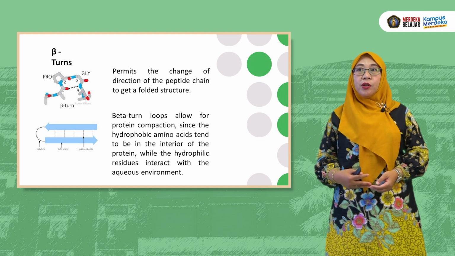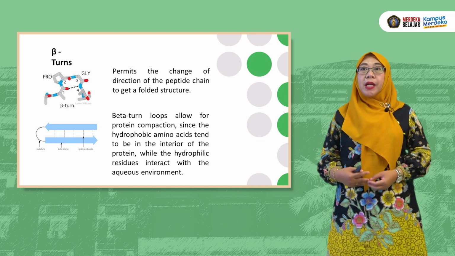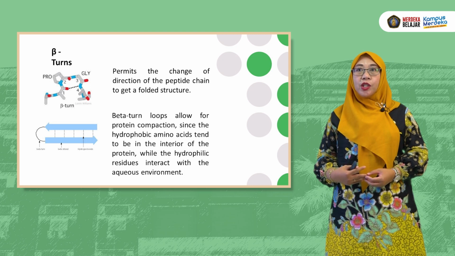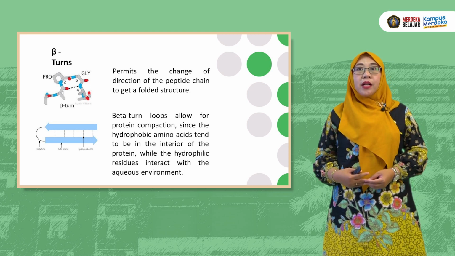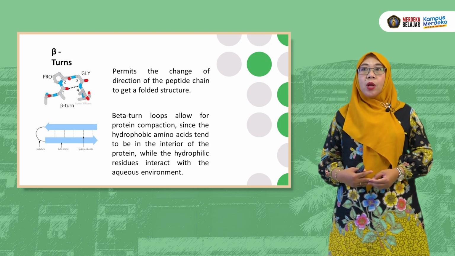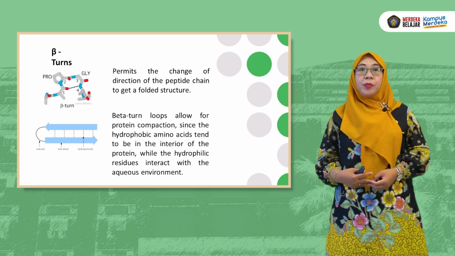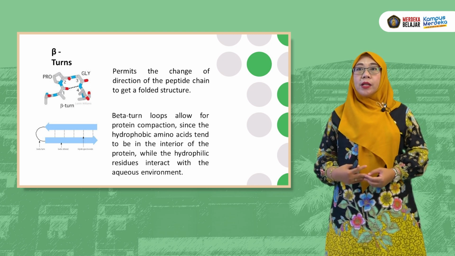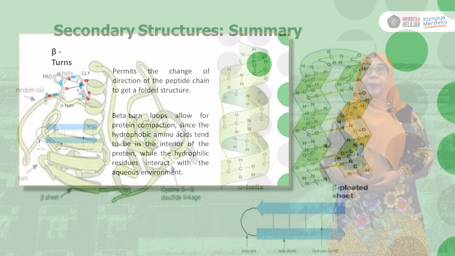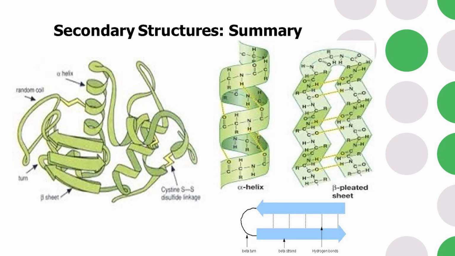The last secondary structure of protein is beta turns. Beta turns permit the change of direction of the peptide chain to get a folded structure. Beta turn loops allow for protein compaction, since the hydrophobic amino acids tend to be in the interior of the protein, while the hydrophilic residues interact with the aqueous environment. These are a summary of all secondary structures in proteins. They are alpha helix, beta sheets, and beta turn.